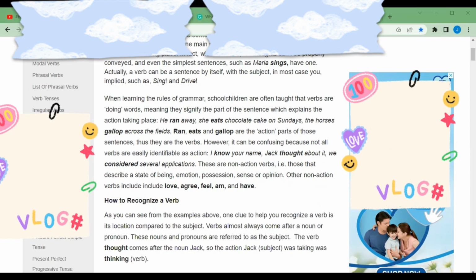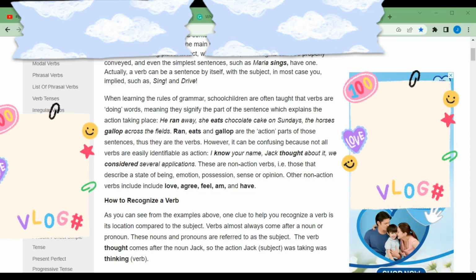When learning the rules of grammar, school children are often taught that verbs are doing words, meaning they signify the part of the sentence which explains the action taking place. Example: "He ran away." He is the subject and ran is the verb. "She eats chocolate cake on Sundays." She is the subject and eats is the verb. "The horses gallop across the fields." Ran, eats, and gallop are the action parts of those sentences.